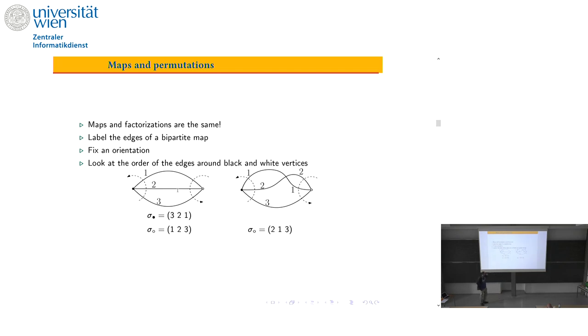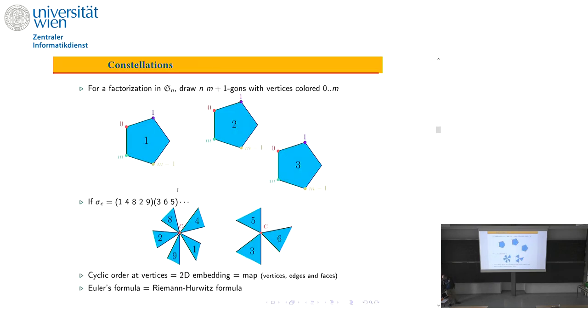So obviously, that gives me permutations. Here, they are super simple because they have a single cycle, but I can have more cycles if I have more vertices. On the right-hand side, what I did is swap the edges 1 and 2 on the white vertex side. So it gives me a different permutation and a map of a different genus, because it's planar on the left and has genus 1 on the right. So now I'll move on to constellations. I hope that's not going to be too scary.